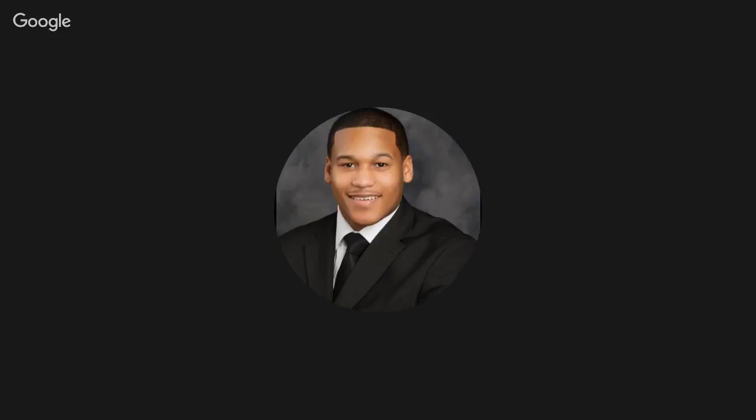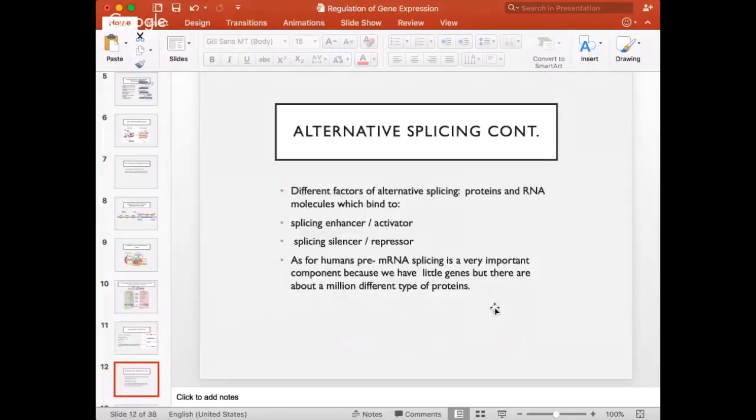pre-mRNA and create many new proteins. So for alternative splicing, you know that there are different types of factors of alternative splicing. We have proteins and RNA, which bind to splicing enhancers and splicing silencers. For splicing enhancers, it helps us assemble the splicing machinery, and for splicing silencers, it prevents the splicing machinery, which means it makes it stop. Remember, keep in mind that they both act as individual splice sites. So a splicing enhancer is an activator and a splicing silencer is a repressor.